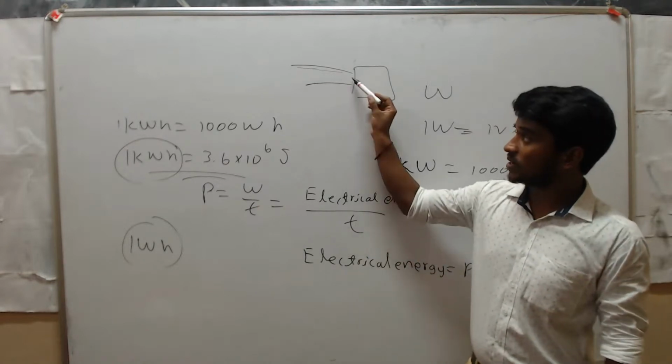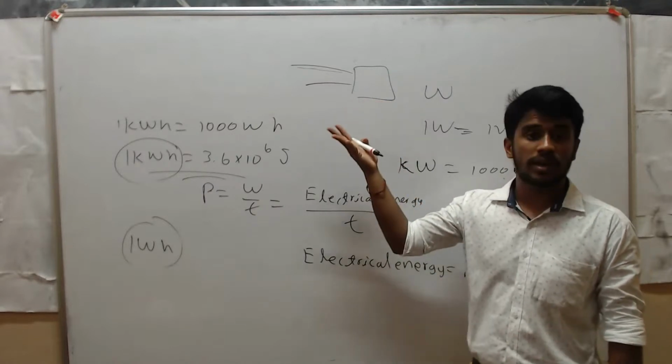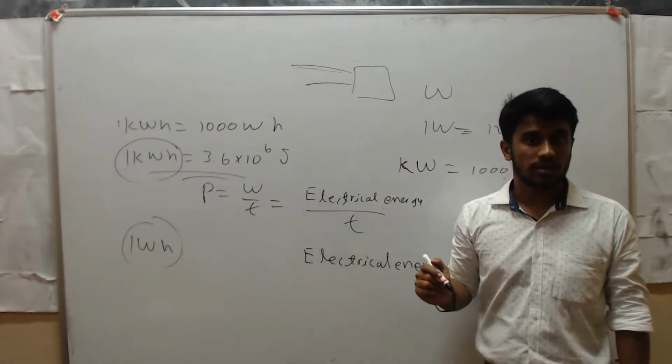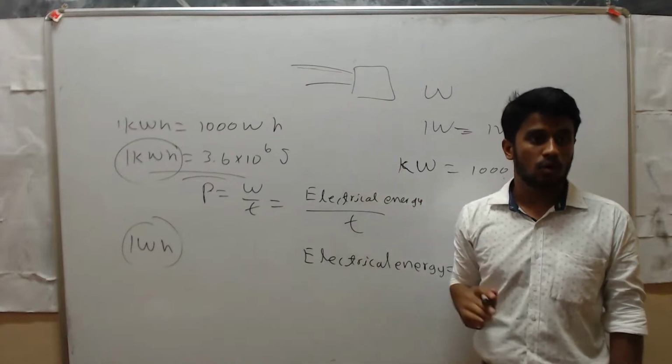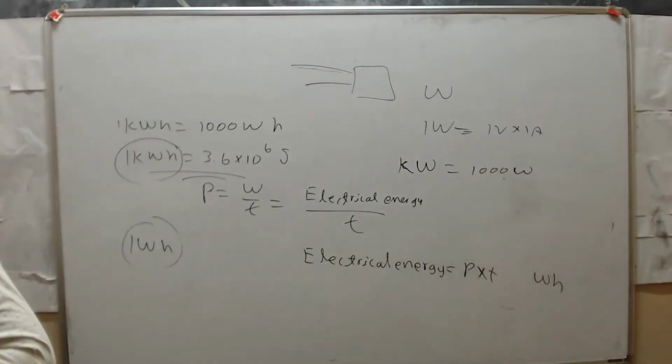To send electrons, you consume energy. If you consume more energy, they have to do more work, so you have to pay more money. Keep this in mind: we pay the electricity board or electric company to provide energy to move electrons through the electric gadgets.